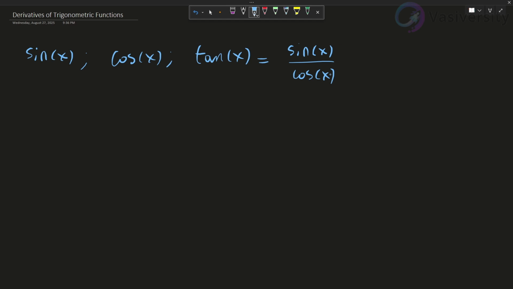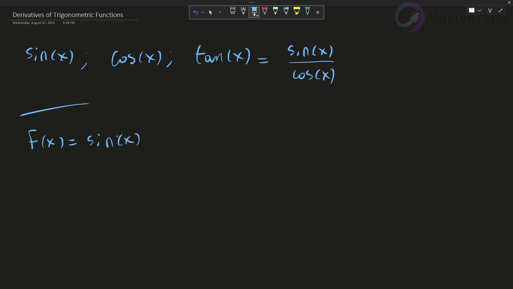Alright, so for tangent, once we know the derivative of sine of x and cosine of x, we will be able to find the derivative of tangent of x by using the quotient rule from the previous lesson. Okay, so let's go ahead and find the derivative of sine of x. So we're going to say that f of x is equal to sine of x.